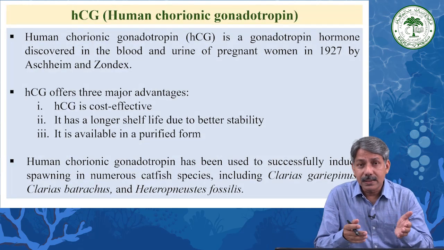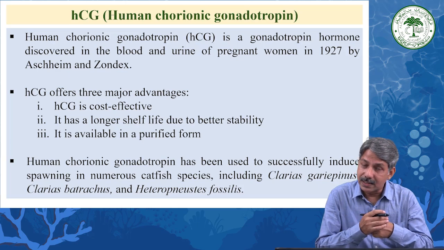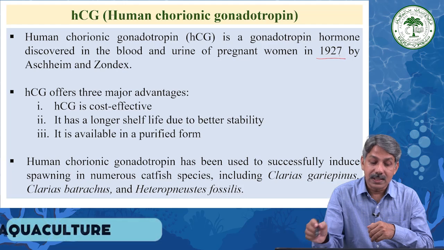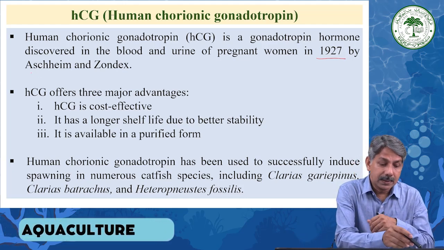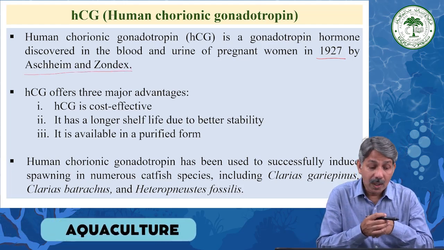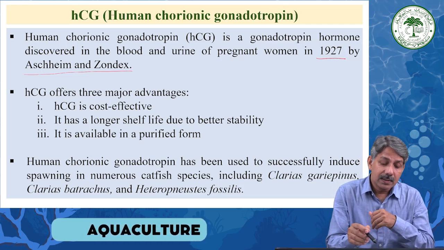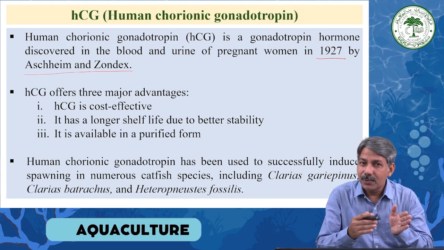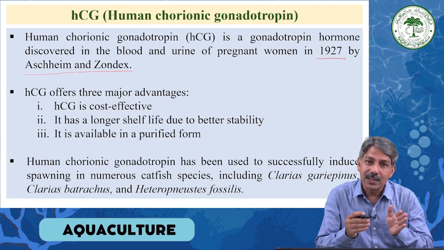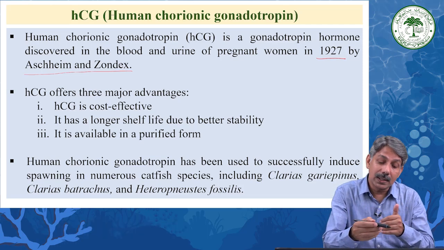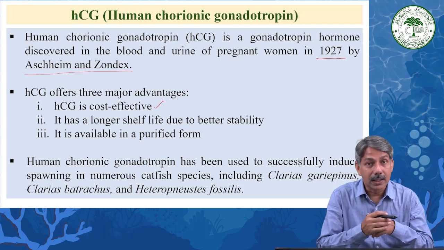First, we can discuss the inducing agents one by one. First, HCG, the human chorionic gonadotropin. This was discovered in the blood and urine of pregnant women in 1927 by these researchers. And what are its advantages? It is very cost effective when we are studying the utility of HCG with regard to fish induced breeding. So in comparison to other inducing agents, this is economical.